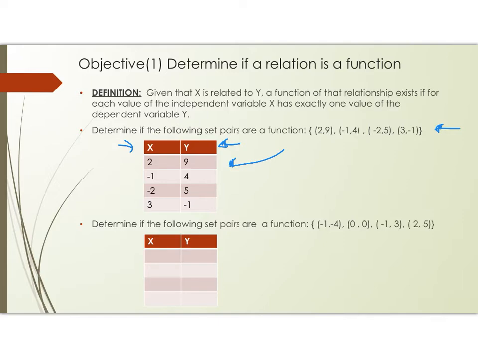So in this set of pairs, this is a function because there's exactly one value of y for each value of x. Now I want you to pause the video and see if you can determine whether the next set of pairs are in fact a function.